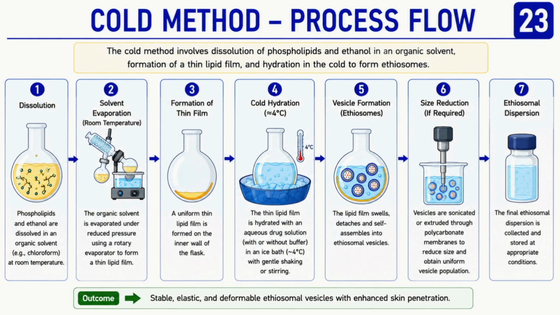Okay, cold method. The process can be memorized as phospholipid plus ethanol, drug incorporation, controlled hydration, vesicle formation, size reduction, characterization, and storage. The key point is controlled mixing here. Rapid addition of water or uncontrolled processing can produce heterogeneous vesicles in place of homogeneous vesicles. Because of all these factors, mainly the rapid addition of water may contribute to the formation of heterogeneous vesicles here. Therefore, the process parameters are very important for reproducibility here.